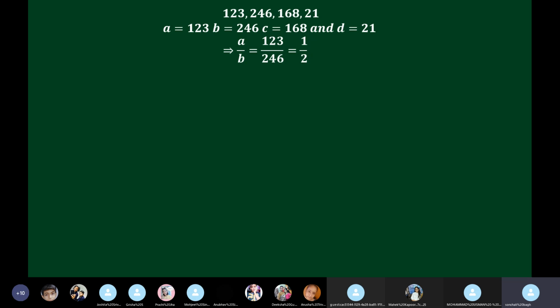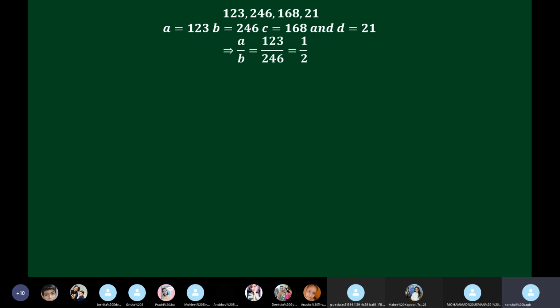Now find out C upon D fast. The other ratio is between C and D. You have to compare the two ratios, right? A upon B has to be compared with C upon D. Only then will we know whether the four values are in proportion or not. You found A upon B as 1 upon 2. Now find C upon D. Come on, how much will C upon D be?